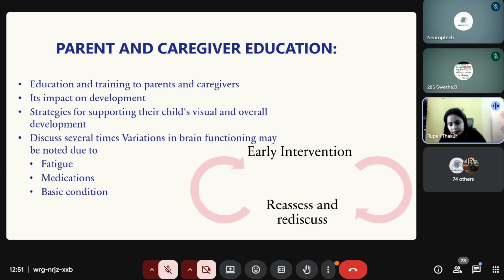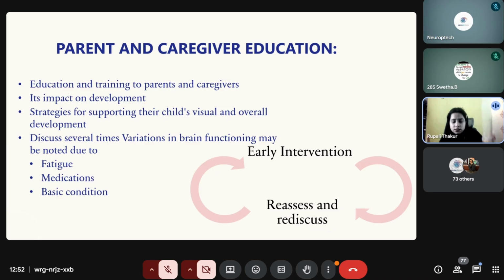Then reassess and rediscuss. Suppose they are from far away and you are giving some therapy or recommendation, and they come back and say they are not following anything. Then you need to rediscuss and reinforce also. They become so tired going here and there, because any CVI child having a seizure problem or hydrocephalus problem has to make multiple visits to the neurologist, and the neurologist is going to give so many medications also. So you need to be very empathetic.